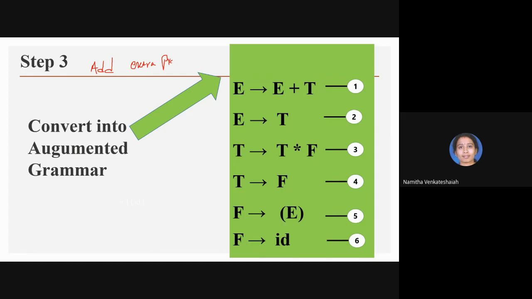On what basis are we going to add the extra production? That is based on the first production. I'm telling you, here in step 3, you are going to add an extra production based on the first production, whatever you have. For example, if you have E here, you will write E dash produces E. Okay, are you understanding? So we will add an extra production based on the first LHS that is present. So E dash produces E. That's what I have written here. So this is step 3.